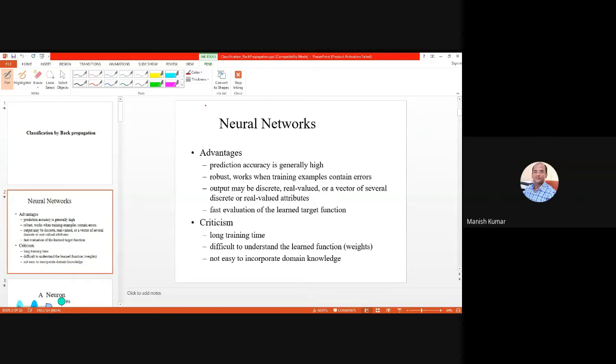The problem with the neural network is it has a very long training time, sometimes not minutes but sometimes it takes around 1 day. Sometimes it takes maybe a week also, and depending upon the complexity of the neural network, it may go beyond that also. Also, it is not easy to incorporate domain knowledge.